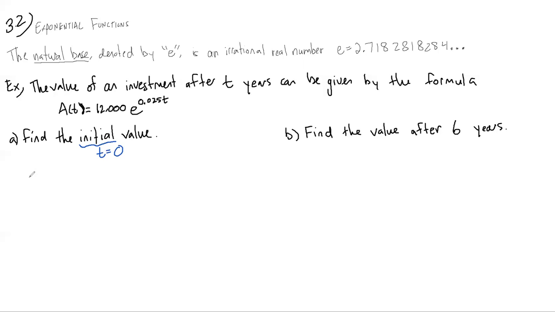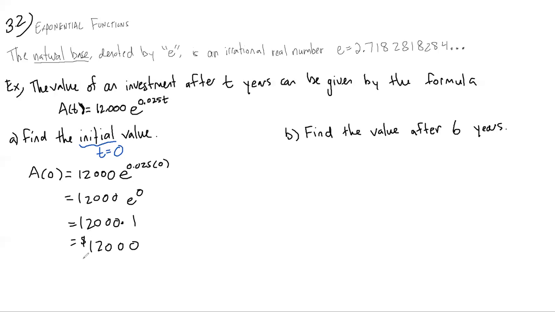And so the initial value will be A of 0 equals 12,000 e to the 0.025 times 0. That's just e to the 0, which is 1. And so the initial value is actually just 12,000. We'll talk a lot more about some applications later on, and this is a very common formula for some of these applications. So we'll talk a little bit more about how we can construct this from a given set of information. But it corresponds with that number out front, the 12,000.